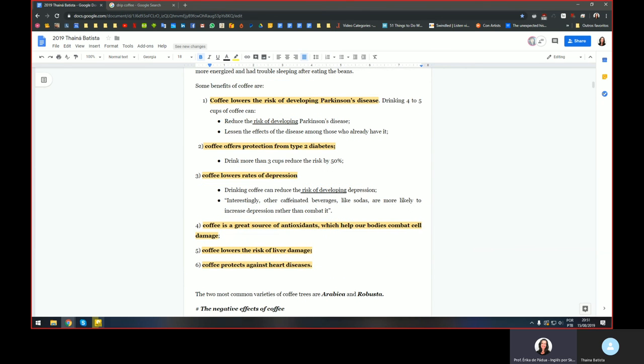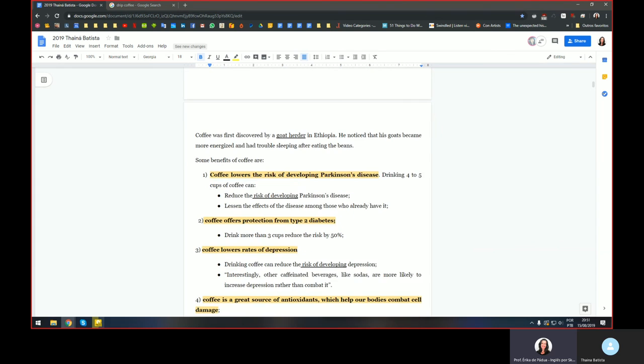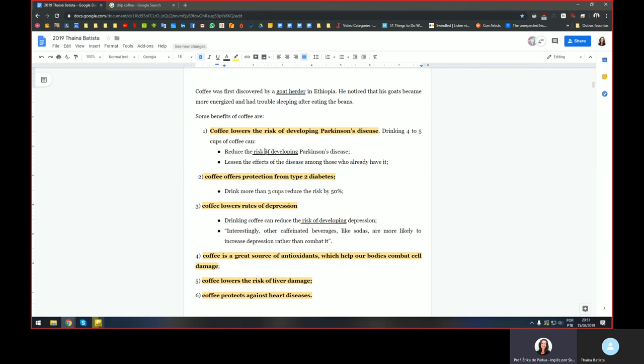Very nice. Just one thing that I meant to mention here, Thainá, is when there is a preposition, remember that after a preposition, we need to add -ing to the verb. So, risk of developing, okay?